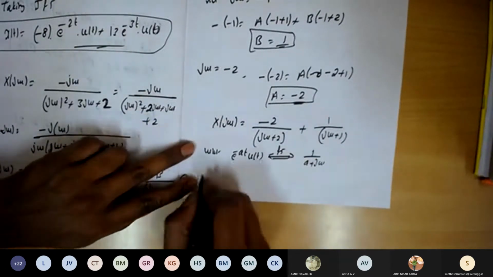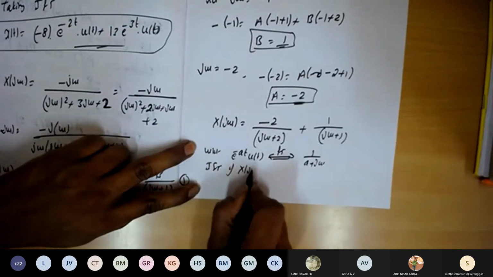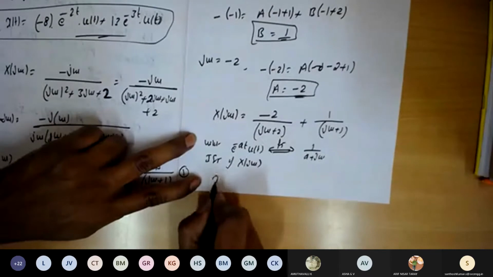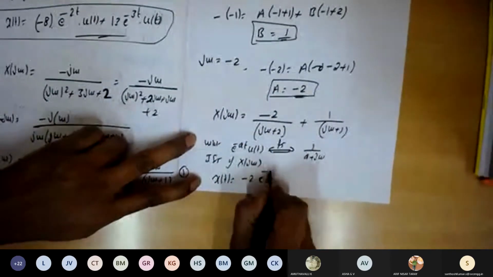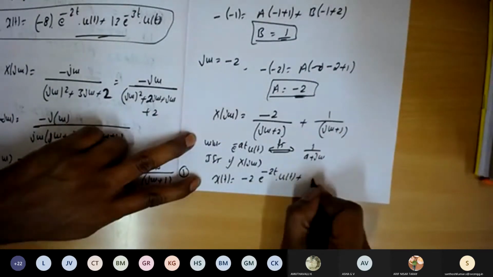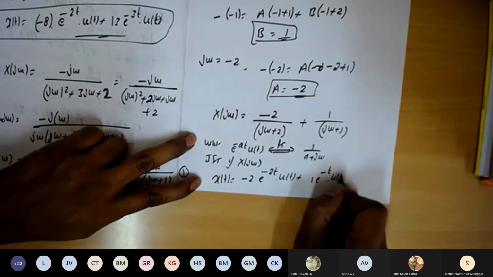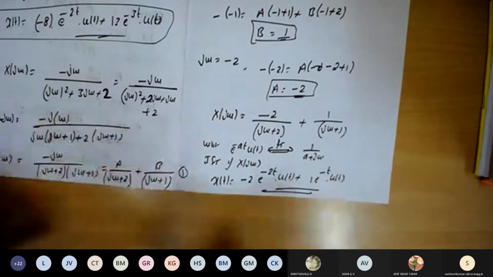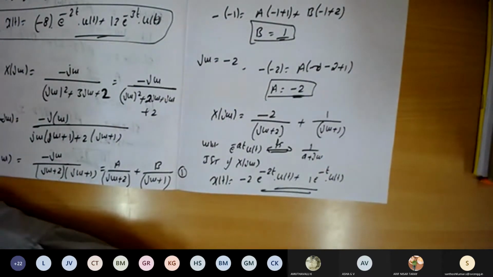So by using this, let us take the inverse Fourier transform of X of j omega. So this will become x of t, which is nothing but minus 2 into e to the power of minus 2t into u of t, plus 1 into e to the power of minus t into u of t, in place of a we have 1 here. So this is the x of t we obtain by using the partial fraction expansion.